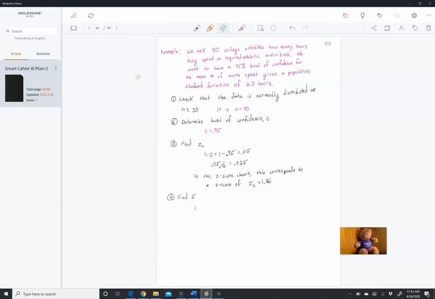So E, our margin of error, is our Z sub C times sigma x bar. Z sub C is 1.96, and sigma x bar is sigma over the square root of the sample size, and the sample size is 40. So this is equal to Z sub C sigma over the square root of n. And what do we get here when we do this? We get 0.7.